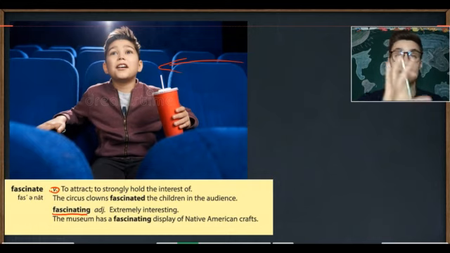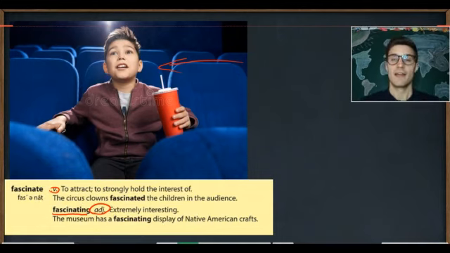Fascinating is a different form of this word. Fascinating has an adjective meaning. This word we use to describe nouns which are extremely interesting. I saw a very fascinating movie. David is a very fascinating person. See, fascinating describes the noun.